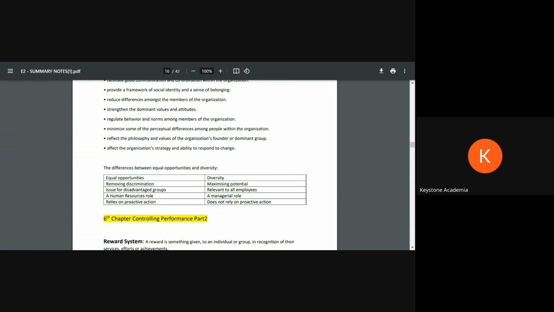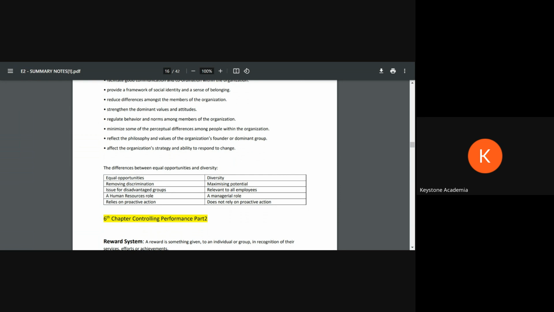Do you guys understand what they mean by that? I find it hard to understand what they mean by those two points. So, under equal opportunities and diversity, I'll give you the one word that they are missing, so that it's difficult for you to understand. That's why it's difficult for you. The first point talks about the goal of equal opportunities. What's the goal of equal opportunities? To remove discrimination. And the diversity's goal is to maximize all employees' potential.